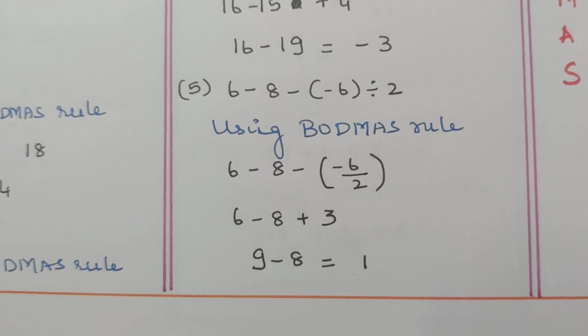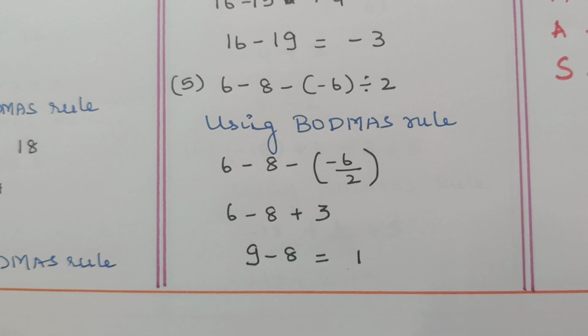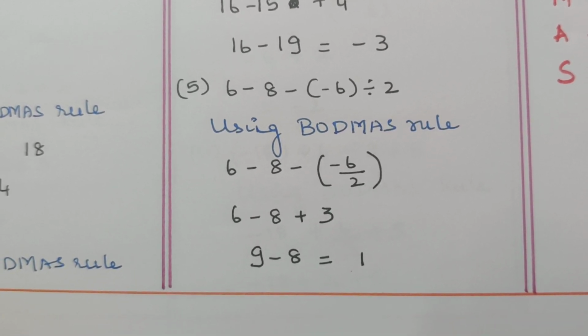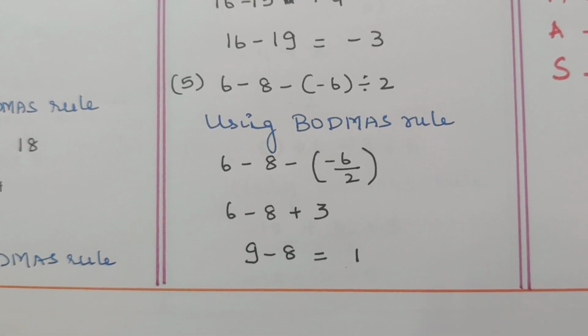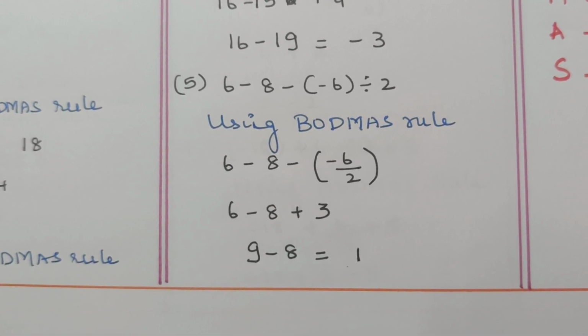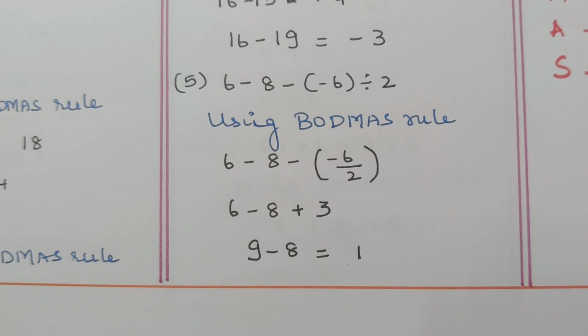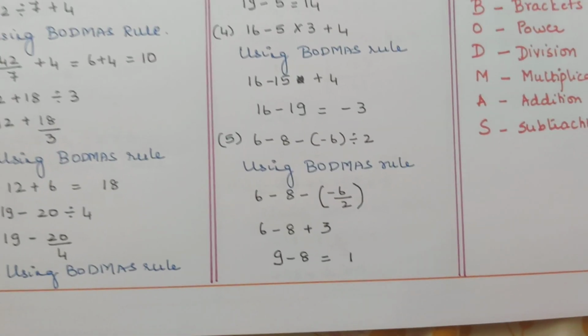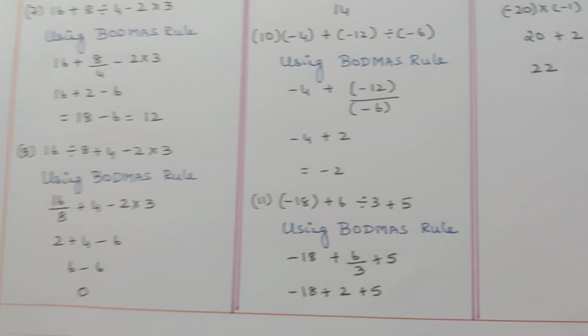3. So according to BODMAS rule, the next operation would be addition. Therefore we perform 6 plus 3 is equal to 9, and then we follow the subtraction operation. So we get 9 minus 8 is equal to 1. So the concept is very simple in these sums. We just follow the BODMAS rule.